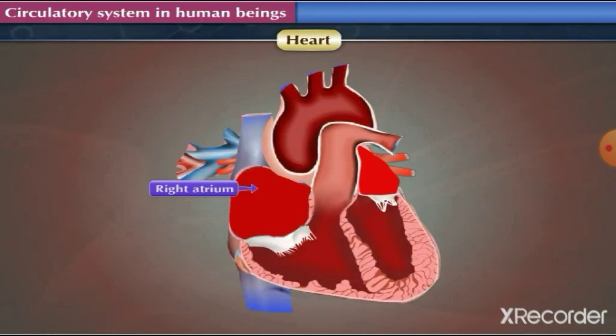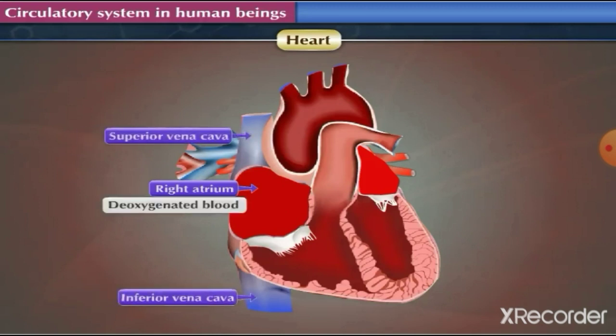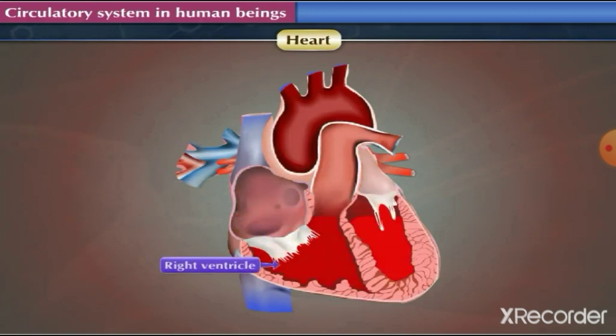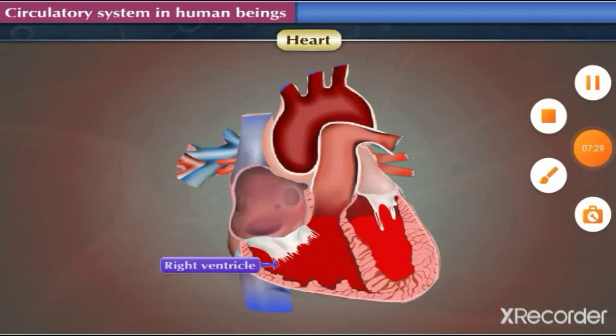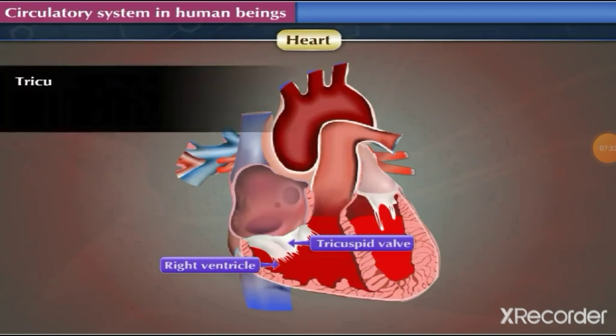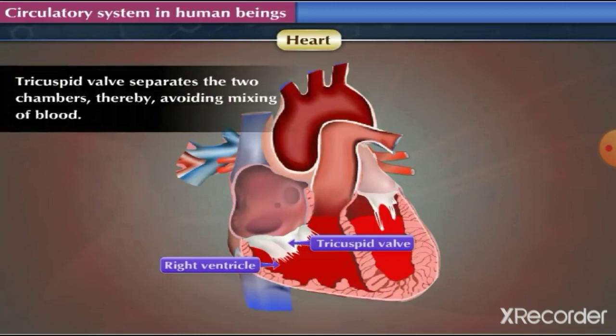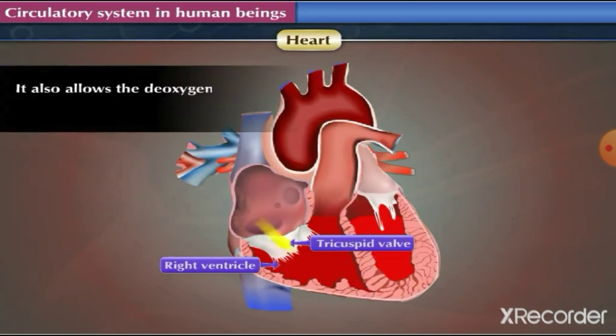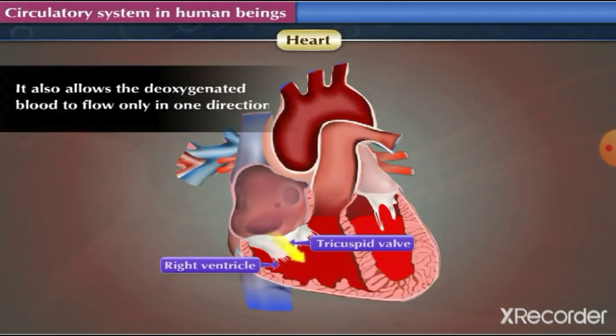The right atrium receives deoxygenated blood from different parts of the body through superior and inferior vena cava. This deoxygenated blood is pumped into the right ventricle. The opening between the right atrium and the right ventricle is guarded by a tricuspid valve. This valve separates the two chambers, thereby avoiding mixing of blood. It also allows the deoxygenated blood to flow only in one direction.